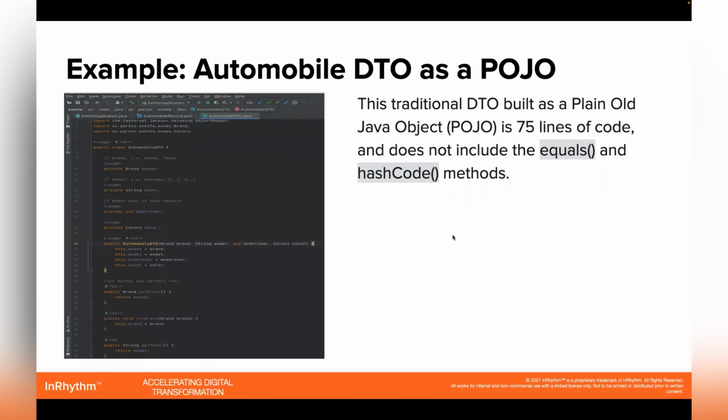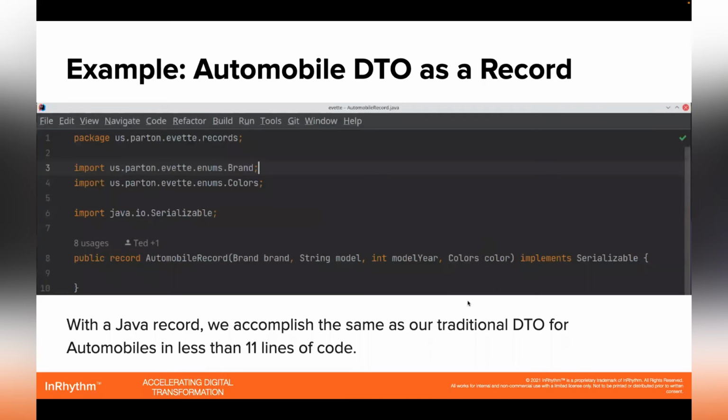Okay, so we saw this is 75 lines of code, right? Now let's look at what it is as a Java record. This is it. This is less than 11 lines of code. In fact, I even included something I really didn't have to for this, to implement Serializable, and that could have reduced the code just a little bit more.